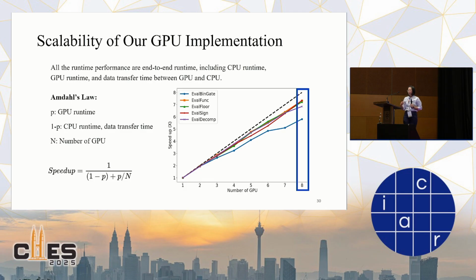We also measure bootstrapping scalability on different functions. When using a small number of GPUs, the scalability is close to ideal. However, as we use more GPUs, the non-parallelizable parts significantly limit the speedup. For example, the figure shows this clearly when using 8 GPUs. Overall, the scalability performance is still acceptable.